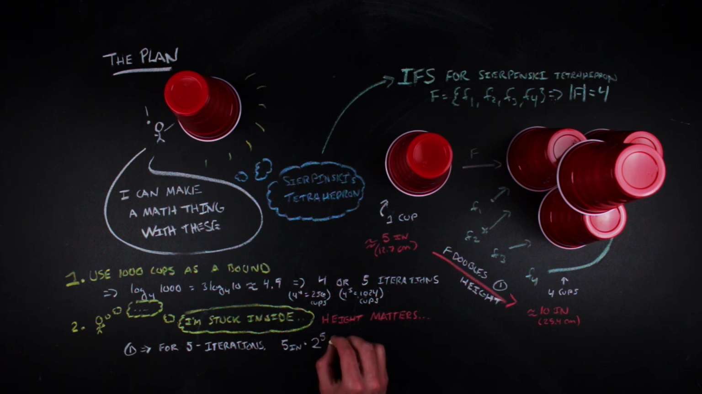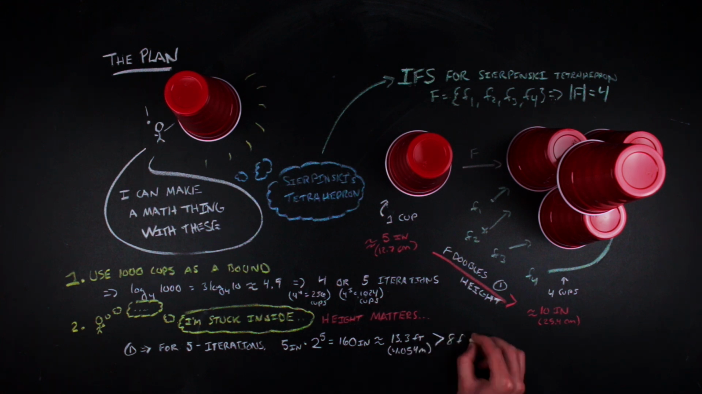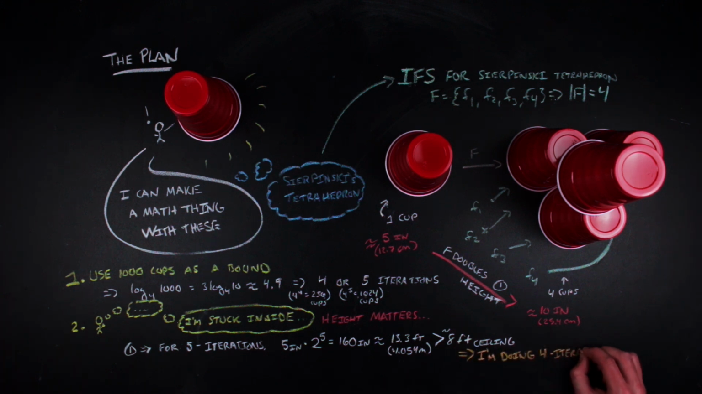So that would get me to around 160 inches, which is around 13-ish feet, or around 4 meters, which is not great for being in an 8-foot tall room. So I couldn't do the 5 iterations and had to do 4 instead. Am I a little bit happier about that because of how long it actually took me to build this thing? Yes, but I still did the thing. So I went ahead and did 4 iterations, and this is how that went.